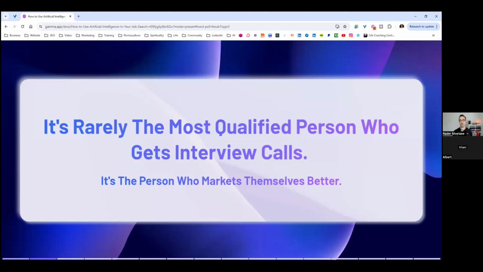If you're in the job market looking for new opportunities, your goal number one is to get job interviews. Goal number two is to get job offers. But it is rarely, this is sad but true, it is rarely the most qualified person or the most educated person or the most skilled person or the most experienced person. It is rarely that person who gets job interviews. Instead, in the real world, it's the person who markets themselves better. So job search success is dependent on your ability to market yourself better.